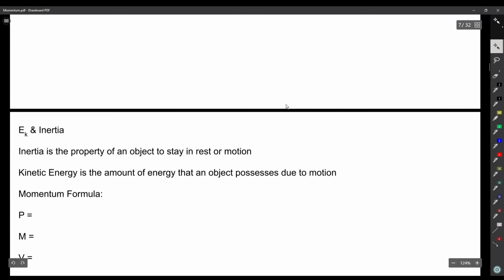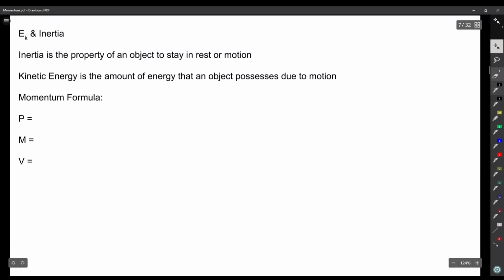Let's get started. Kinetic energy and inertia. Inertia is the property of an object to stay in rest or motion. And kinetic energy, as we should know, is the amount of energy that an object possesses due to motion. Motion, because we know that for kinetic energy, we have EK equals 1/2 mass times velocity squared. So it must be in motion.